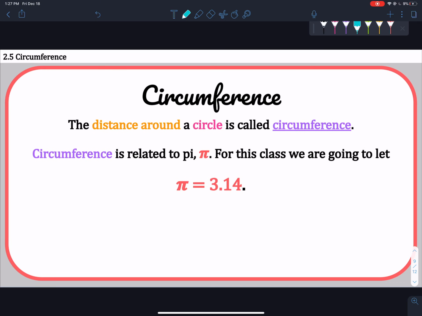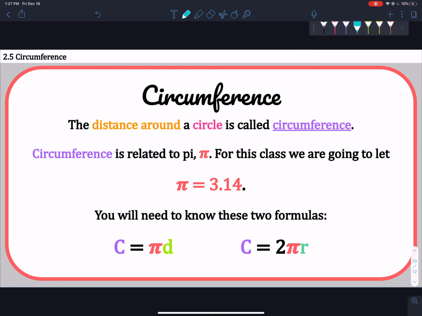The circumference is related to pi. For this class, we are always going to let pi equal 3.14. Some calculators have a pi button, some don't. So for this instance, that's why we're always going to use 3.14 for pi.